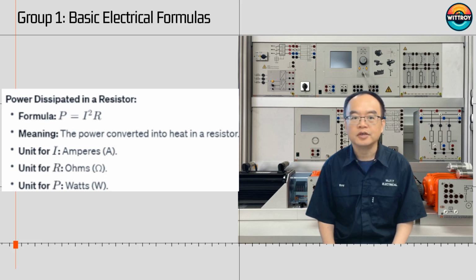R, resistance. The opposition to the flow of current within the resistor. The unit for resistance is ohms. P, power. The power converted into heat in the resistor. The unit for power is watts. This formula helps us understand how much electrical power is being converted into heat in a resistor, which is important for assessing energy loss in electrical circuits.